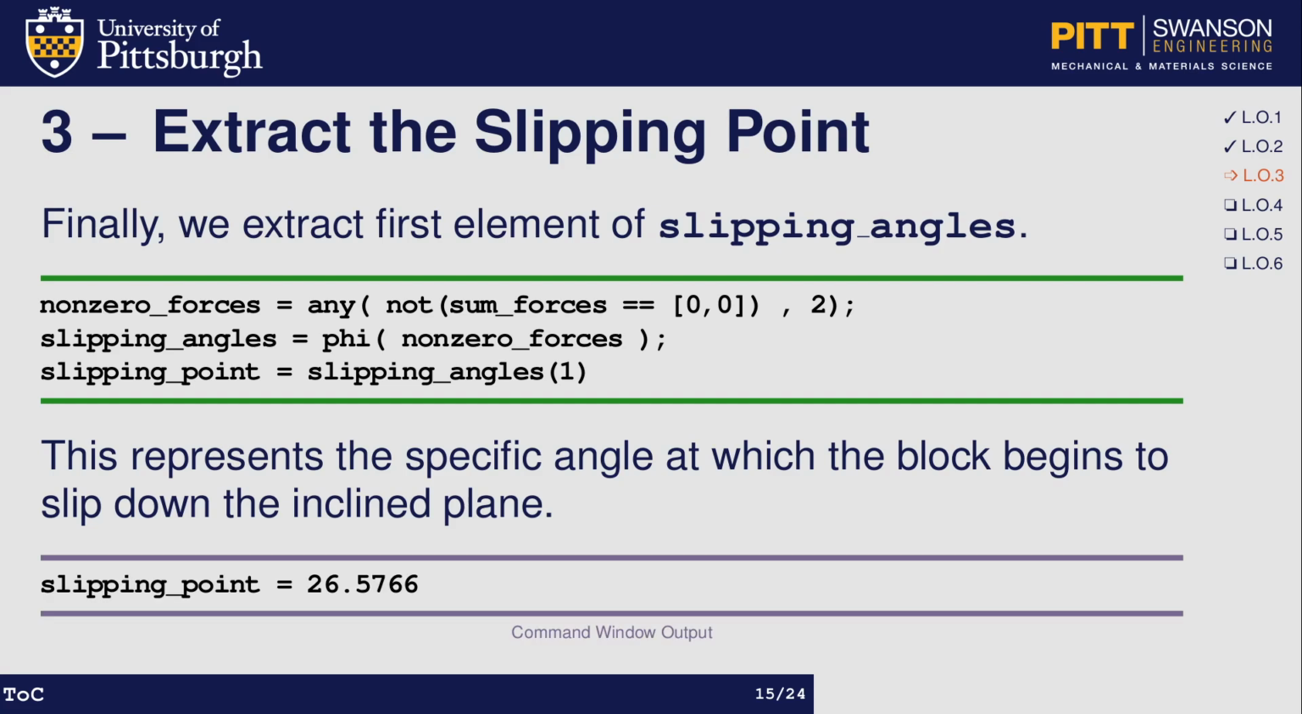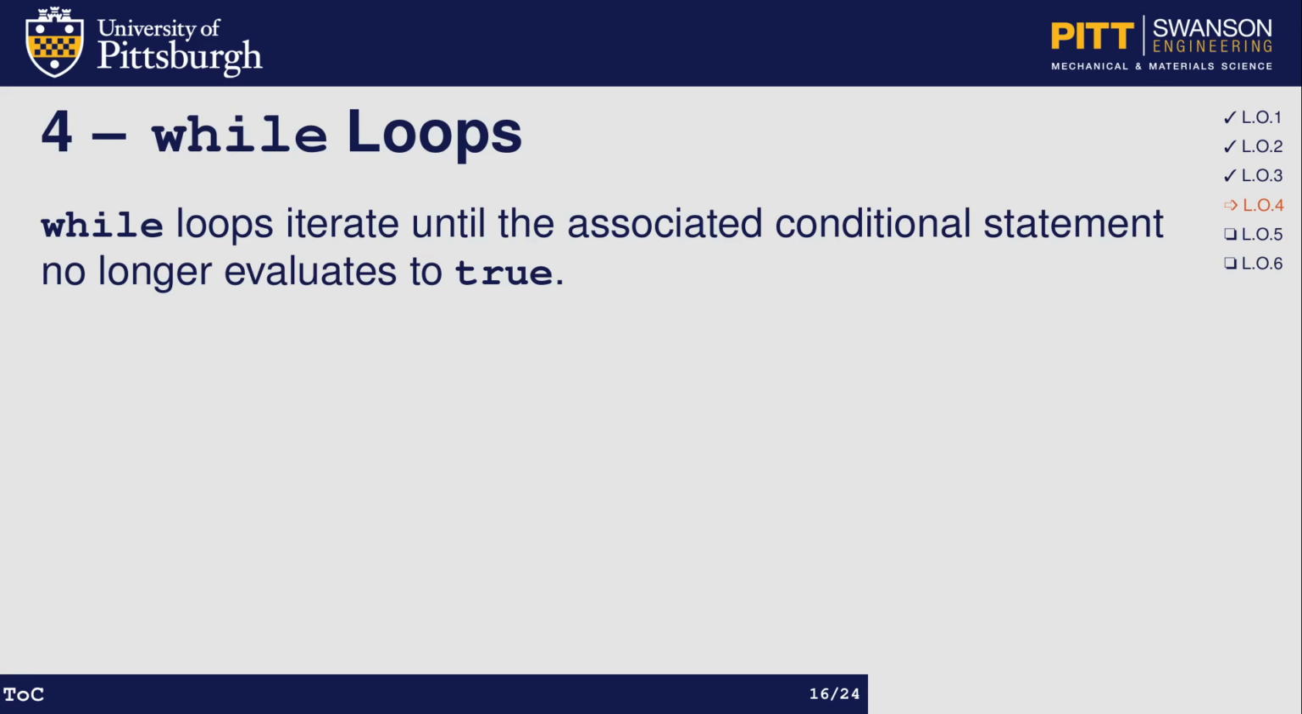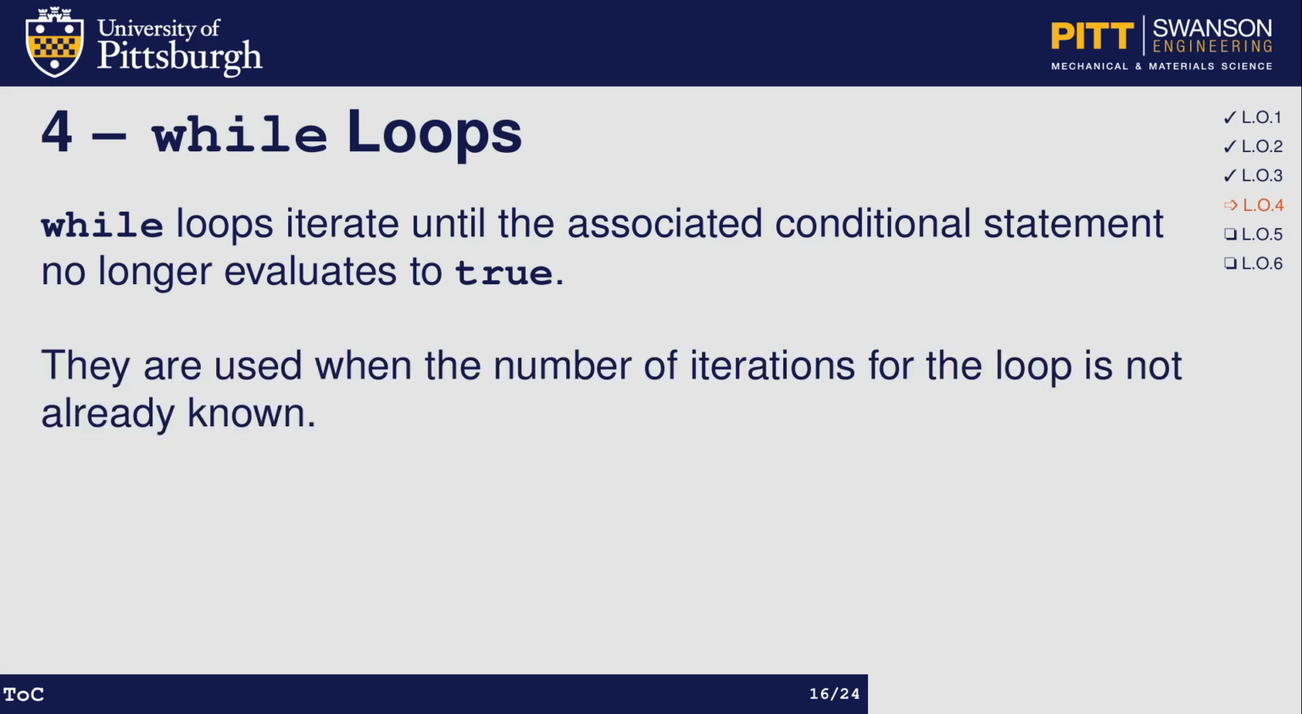In this example, we find that the slipping point is 26.5 degrees plus or minus a little bit. Now, unlike for loops, which have a specified array to iterate through, while loops iterate until the associated conditional statement no longer evaluates to true. They are best used when the number of iterations for the loop is not already known.